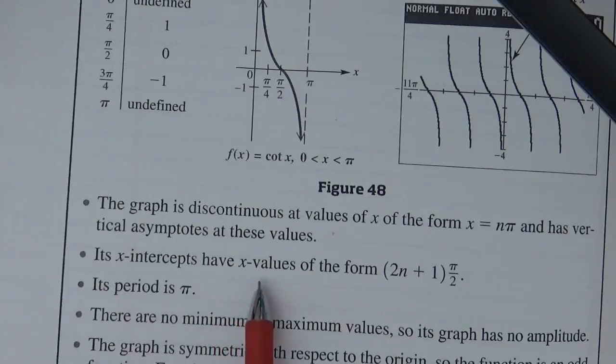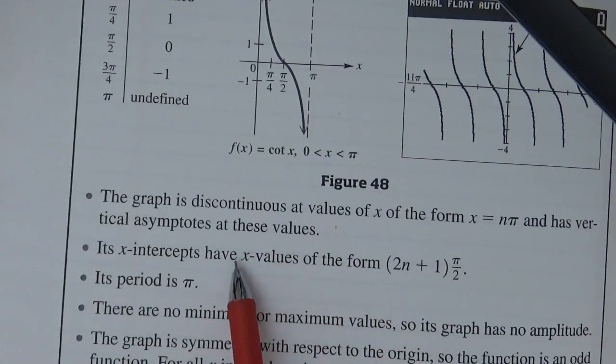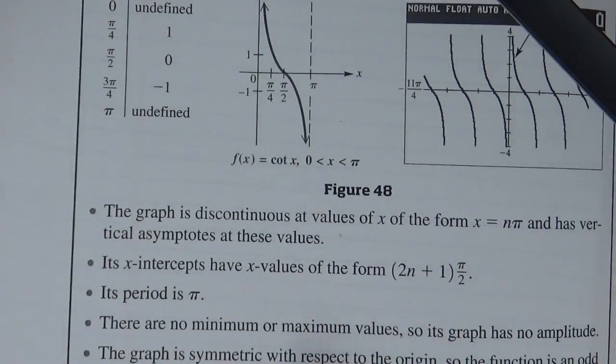Its x-intercepts have x values of the form 2n plus 1 times pi over 2. Okay, so it's like they're flip-flopped. The x-intercepts for the cotangent function are going to be in the same places that the vertical asymptotes were for the tangent function. So this time the x-intercepts will occur at odd multiples of pi over 2. So for example, pi over 2, 3 pi over 2, 5 pi over 2, etc. Those are going to be your x-intercepts for cotangent.